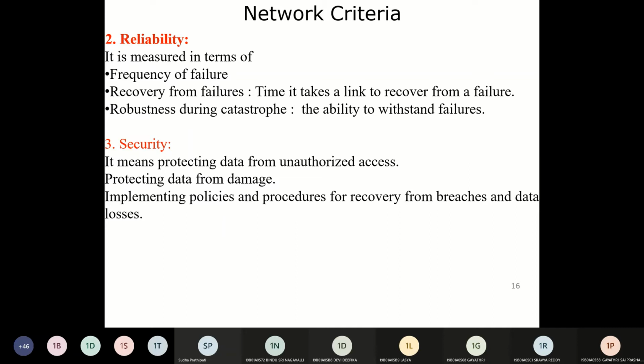Okay, so all these are measured in terms of reliability. Now coming to the last network criteria, which is security. So security means protecting data from unauthorized access, because, you know, there are two devices that are connected in a network, and the data transfers from one device to another device along a certain path. So during this path there can be intruders or hackers who want to retrieve this data.